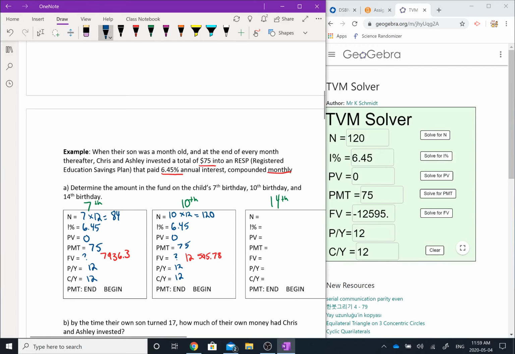If we're finding the amount after the 14th birthday, again, the only thing that's going to be changing is the N value. Everything else is going to be the same because we're just going to continue on, or basically assume we're starting back at the beginning. And because we're using the TVM solver, it makes it easier to do that. We don't have to worry about adding on to the previous question. So 14 years times 12 months a year, we get a total of 168 compounding periods.